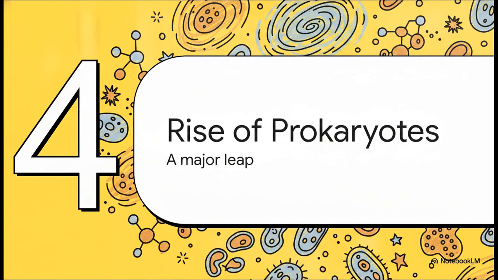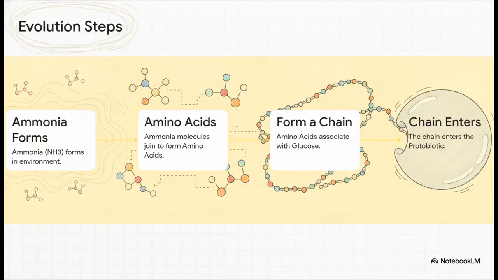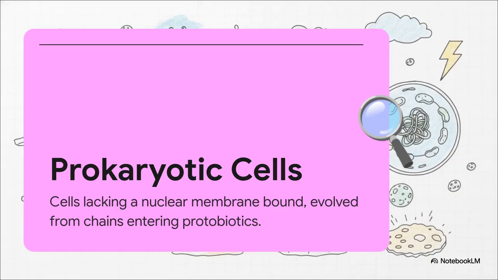Section 4. The rise of the prokaryotes. Let's trace this beautiful chain reaction that played out next. First, ammonia, or NH3, forms out in the external environment. Second, these ammonia molecules join together and eventually form amino acids. Step 3, these amino acids associate with our star ingredient, glucose, to form a chain. And finally, step 4, and this is key, this complex chain forces its way inside that protobiotic structure we were just talking about. That crucial integration caused a massive evolutionary leap.